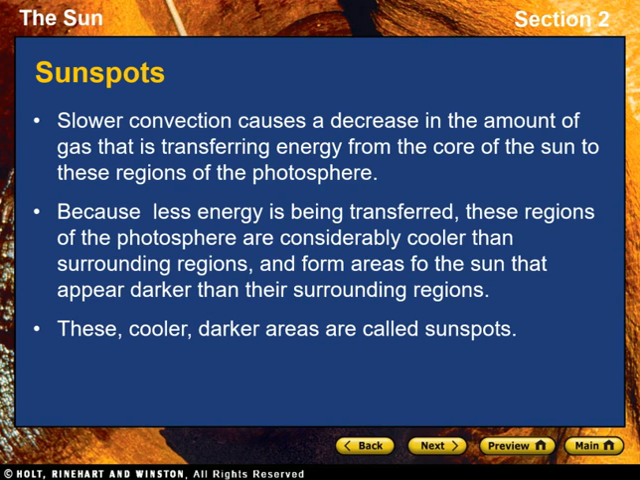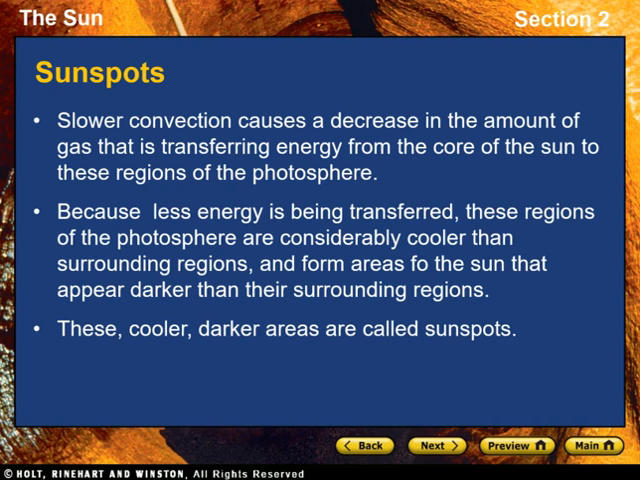Sunspots. The movement of gases within the sun's convective zone and the movements caused by the sun's rotation produce magnetic fields. These magnetic fields cause convection to slow in parts of the convective zone. Slower convection causes a decrease in the amount of gas that is transferring energy from the core of the sun to these regions of the photosphere. In some places, the magnetic field is thousands of times stronger than it is in other places.